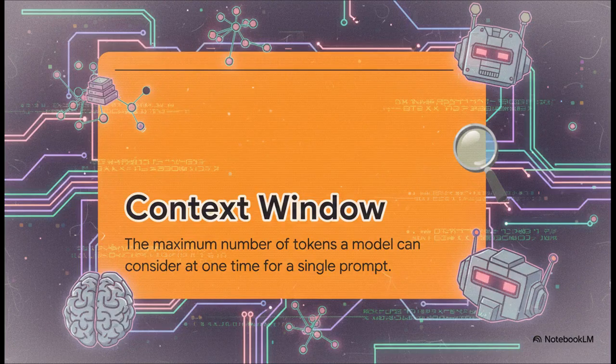Okay, so if tokens are the currency, then the context window is the size of your wallet. This is a super crucial concept. It's the absolute maximum number of tokens, both what you put in and what you get out, that a model can juggle at one time. If your prompt is too long, or the conversation goes on for too long, it just won't fit. The model literally runs out of memory and forgets what you were talking about at the beginning.